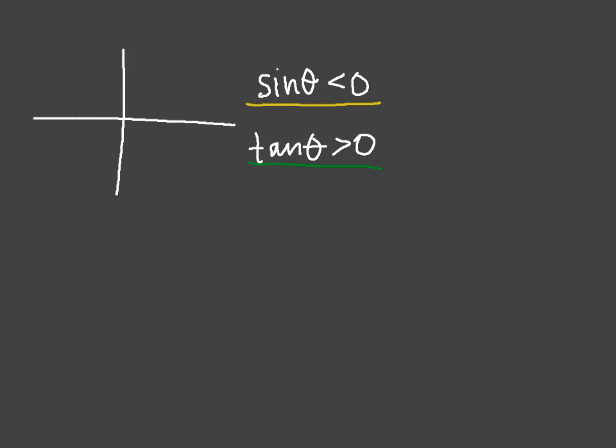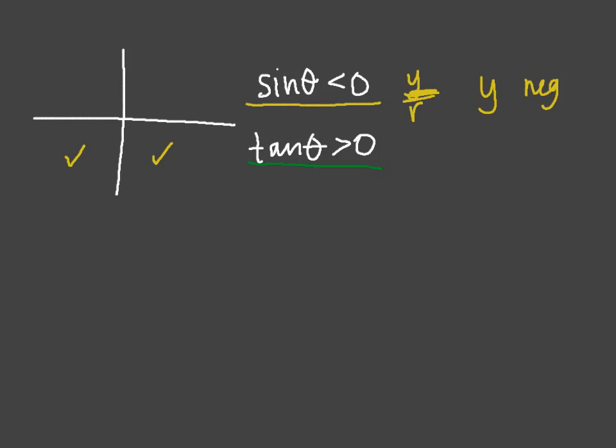So remember, hopefully you're catching on to these patterns, that sine of theta is the y value over the r value. And we know that the r value, the radius or the hypotenuse, is never going to be negative. So really we're just focused on the y value here. So we're looking for quadrants where the y value is negative. Alright, so which two quadrants have a negative y value? That would be quadrant 3 and quadrant 4.